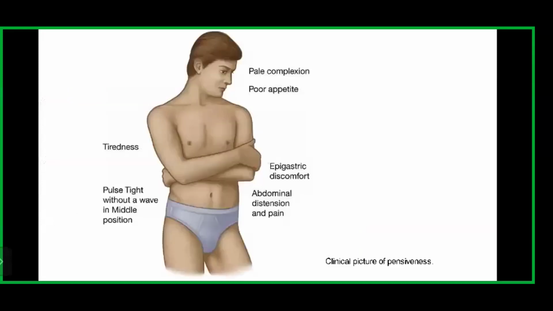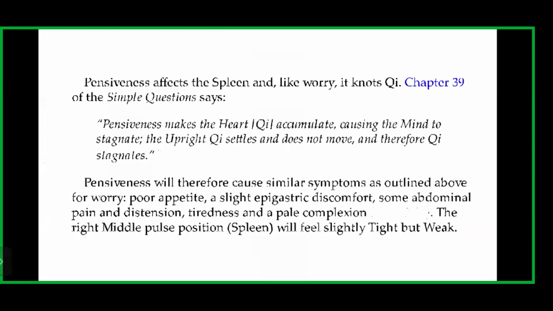Here we can see the clinical picture of pensiveness, where there's pale complexion, poor appetite, epigastric discomfort, abdominal distension and pain, tiredness, and the pulse is tight without a wave in the middle position. Pensiveness affects the spleen, and like worry, it knots chi.